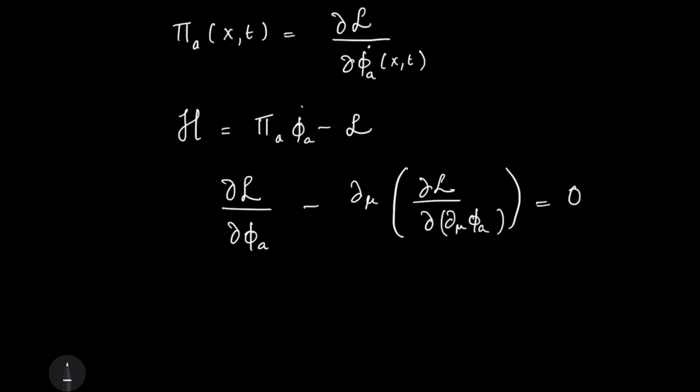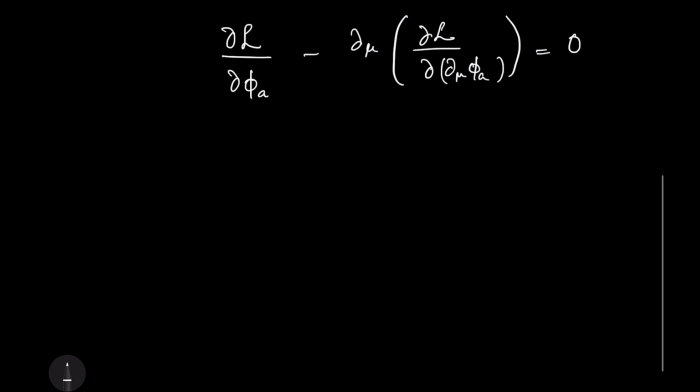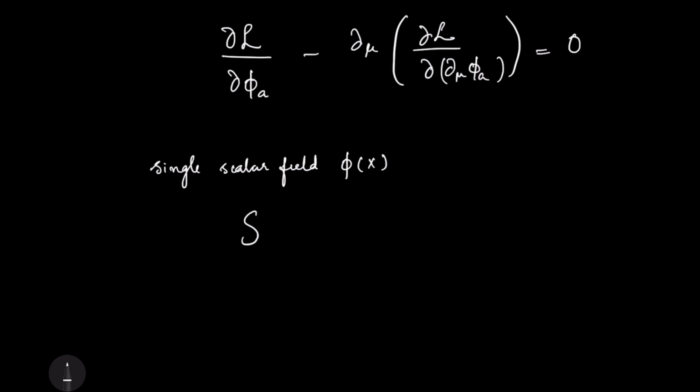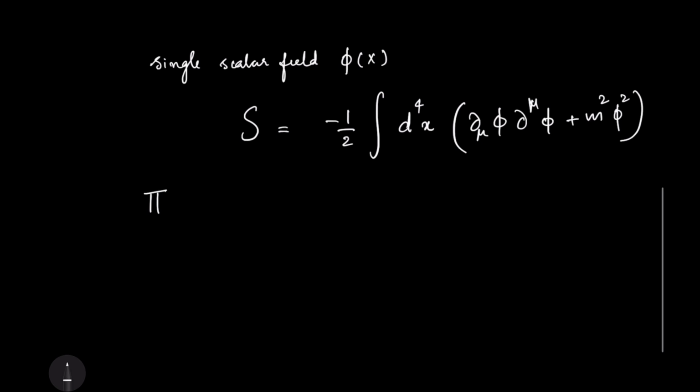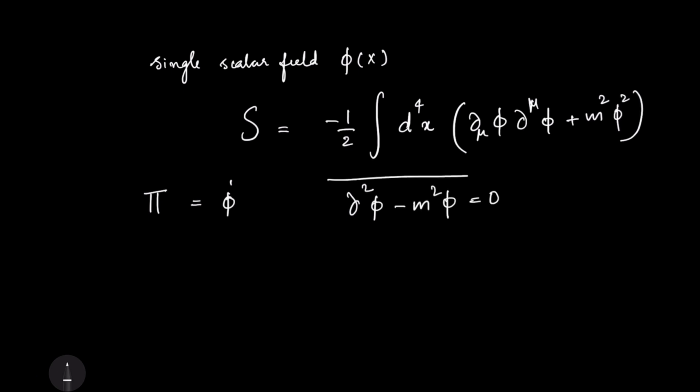Now for a single scalar field phi of x. Okay, so if you consider a real valued single scalar field phi of x, then the action can be written as, okay, and the corresponding momentum density will be phi dot, and the equation of motion is given by. So this is just the recap of what we have seen in the last lecture.